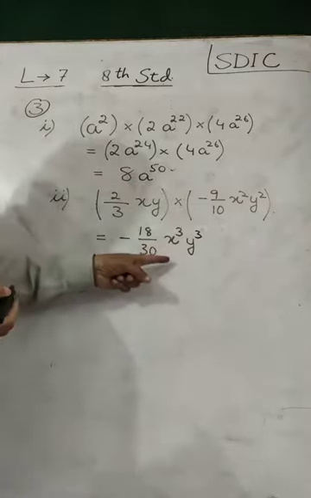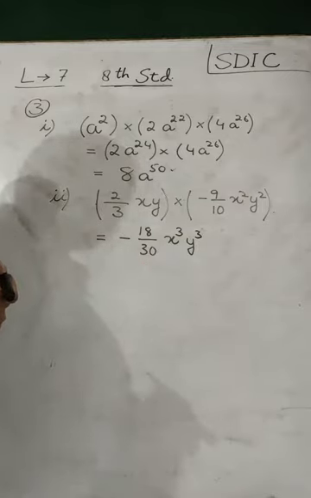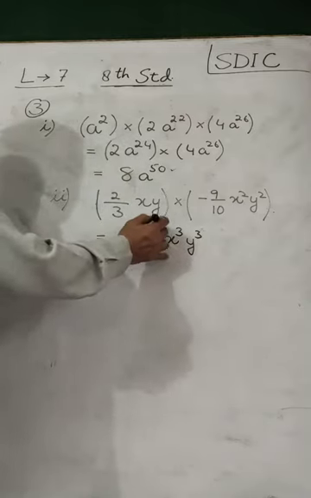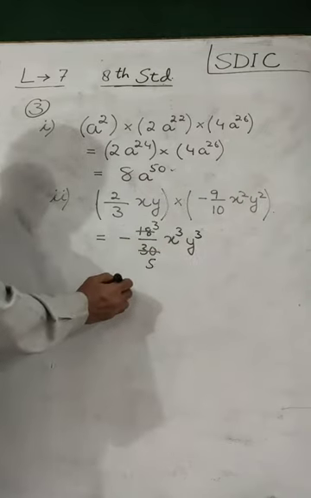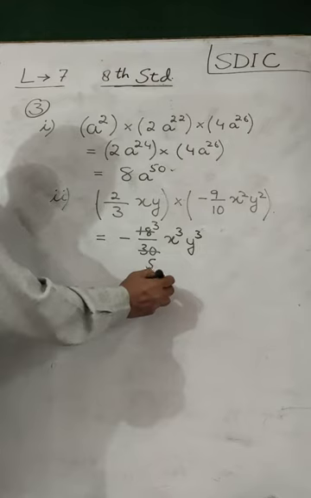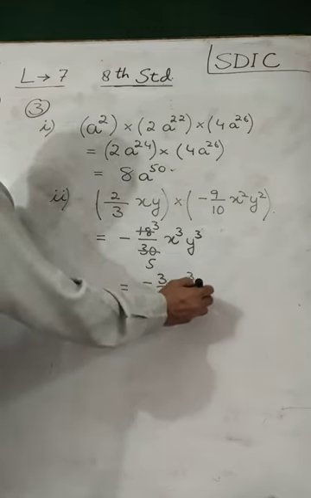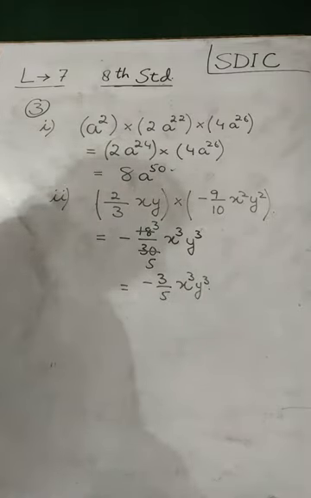And in this case, the coefficient that we got, it will be convenient to express this in the lowest form by cancelling the common factor. 6 will be the common factor. 6 3s are 18 here, 6 5s are 30 here. The answer therefore in simplified form is minus 3 by 5 x cube y cube. This will be the answer to the second part.